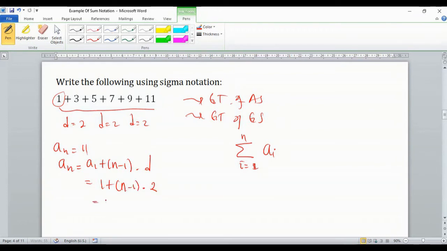So from here, we simplify to be 2n minus 1. So we need to substitute the index starting from the first term until how many terms do they have? 1, 2, 3, 4, 5, 6. They have 6 terms, and then the index is i, because we are using the symbol i. So the sum is 2i minus 1. So this is the sigma notation, everyone.